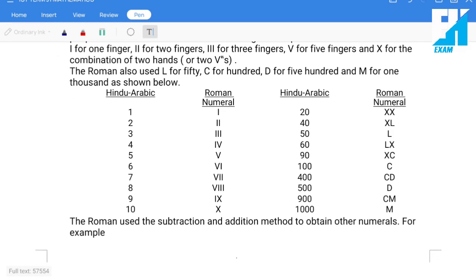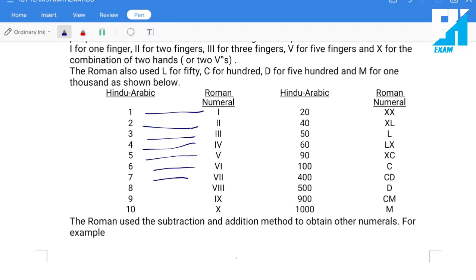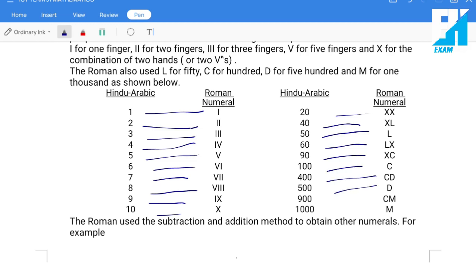1 equals I, 2 is II, 3 is III, 4 is IV, 5 is V, 6 is VI, 7 is VII, 8 is VIII, 9 is IX, 10 is X, and 20 is XX, 40 is XL, 50 is L, 60 is LX, 90 is XC, 100 is C, and then 400 is CD, 500 is D, 900 is CM, and 1000 is M.